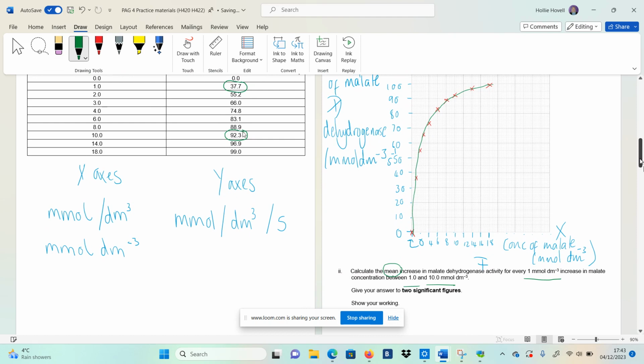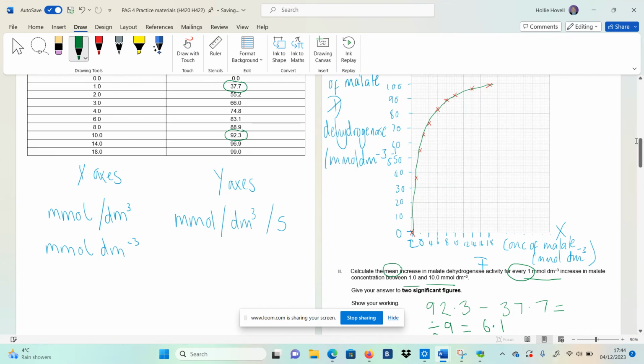So the first thing you need to do is find out how much it increased between those points. So you'll do 92.3 minus 37.7, which you can work out. And then, because it says for every 1 millimole per decimeter cubed in malate, that is actually an increase from 1 to 10, isn't it? So that's an increase of 9, but this wants it for every 1. So if this is for an increase of 9 and we want it for an increase of 1, we need to then divide our answer by 9 to get our final answer, which should be 6.1.